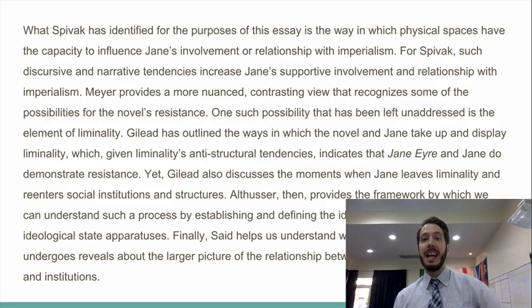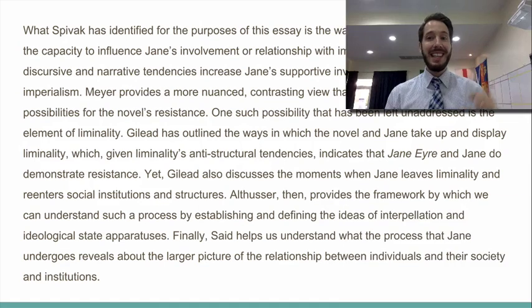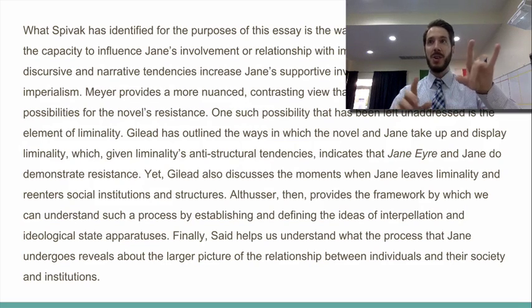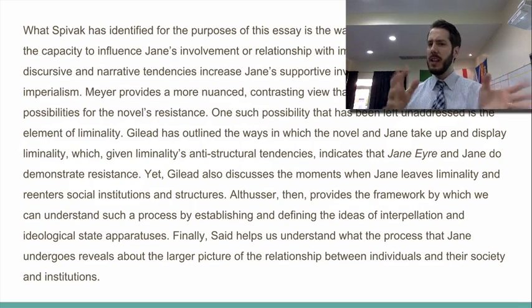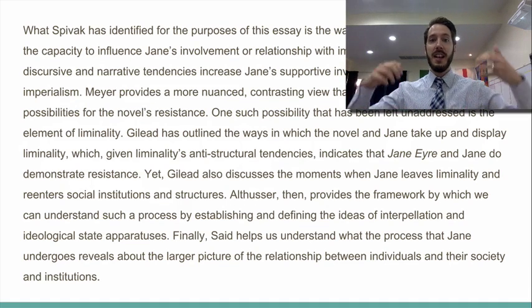Which, given liminality's anti-structural tendencies, indicates that Jane Eyre and Jane do demonstrate resistance, so she's connecting those two sources together. Yet, Gilead also discusses the moments when Jane leaves liminality and re-enters social institutions and structures. So why did this person then say something new with Gilead's idea? Let's see how they connect it to that next source.